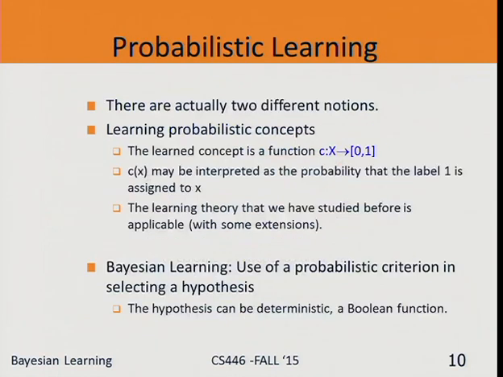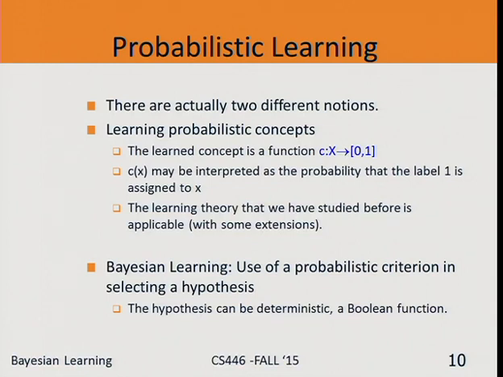Okay, so before we get to it, I want to make one comment that sometimes is confusing in the literature. There are really two different notions when we talk about probabilistic learning. One notion is we want to learn functions that can be viewed as probability distributions. For example, learn a concept or a function C from X to the interval 0 to 1, where we can interpret C of X as the probability that the label 1 is assigned to X. So it's basically a real-valued function that we're learning.